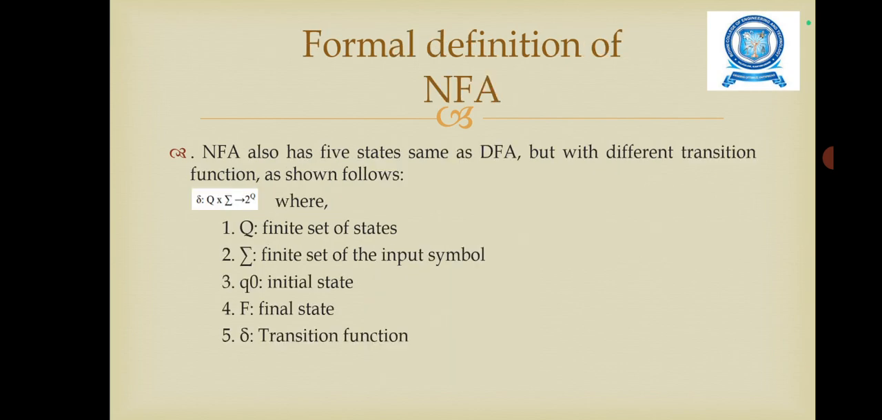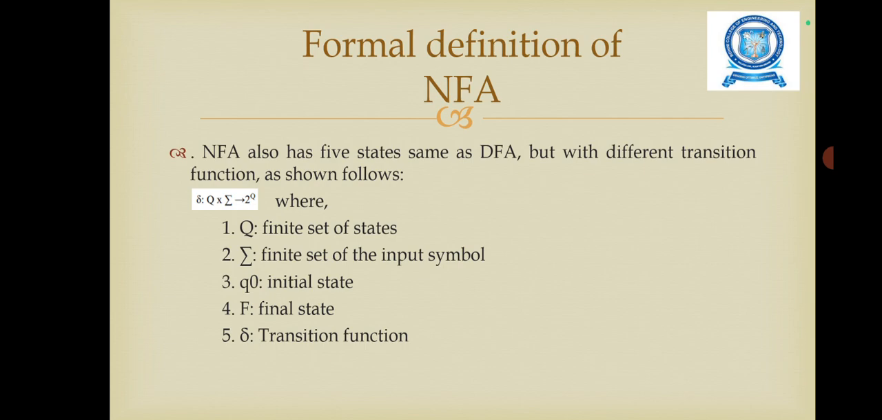Next we are going to see the formal definition of non-deterministic finite automata. It also has 5 tuples, same as a deterministic finite automaton, but with a different transition function as shown. That means Q times sigma tends to 2 power Q. Here Q is a finite set of states, sigma is the finite set of input symbols, Q0 is the initial state, F is the final state and delta is the transition function.